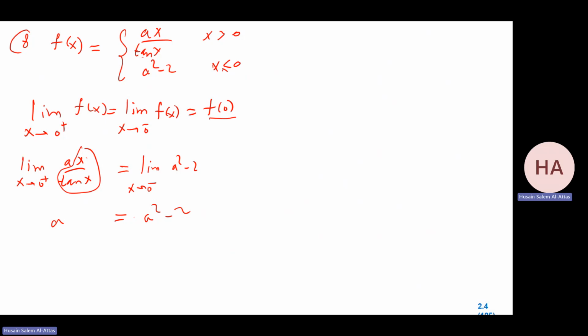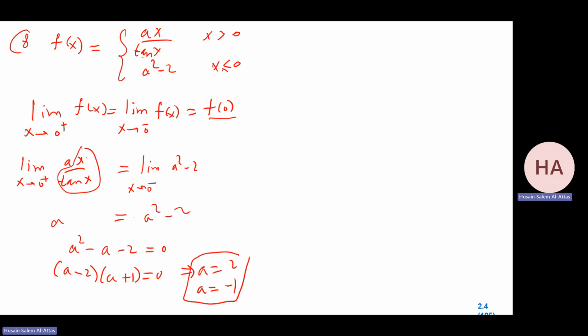Okay, so I have a squared minus a minus 2 equals 0. So it means (a minus 2) times (a plus 1) equals 0. So you need a to be 2 and a equal minus 1. If a equals 2, a equals minus 1, I have what? Continuous function. You can check it.